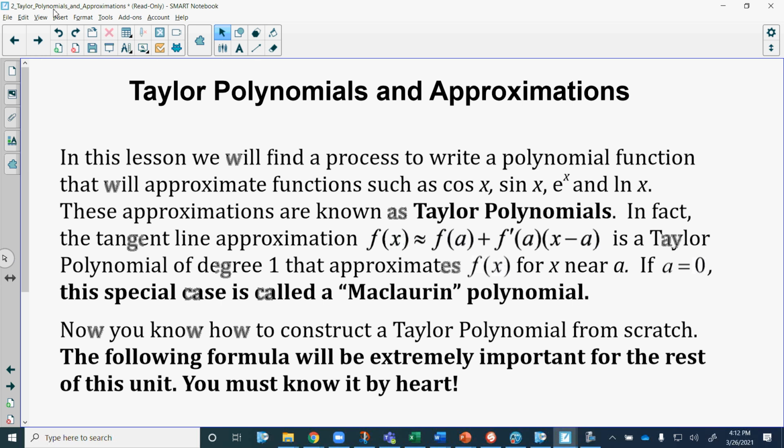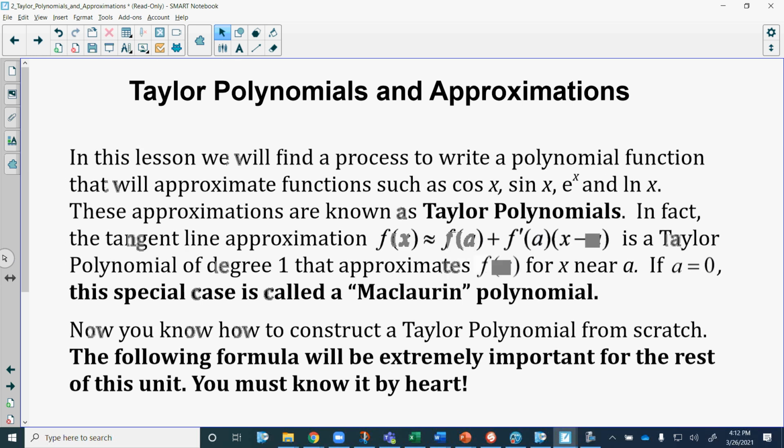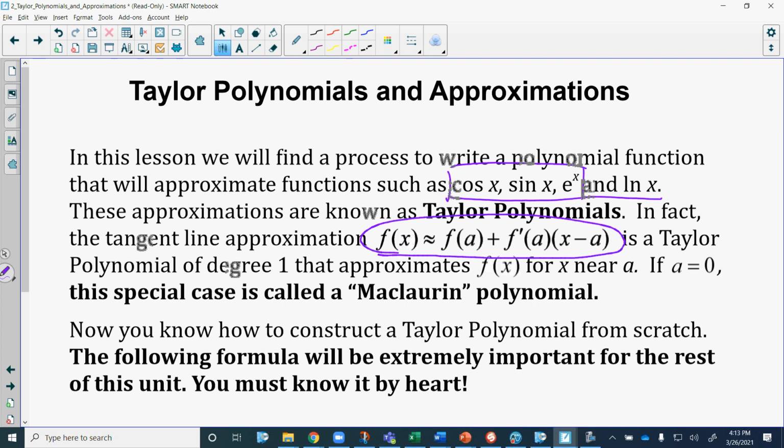Taylor polynomials here are giving us an idea of what they're going to be used for. The particular functions that we have in this lesson focus on those three. But it's telling you here that the tangent line approximation is going to be this, a first degree polynomial, where they're using a, whatever that a value is.